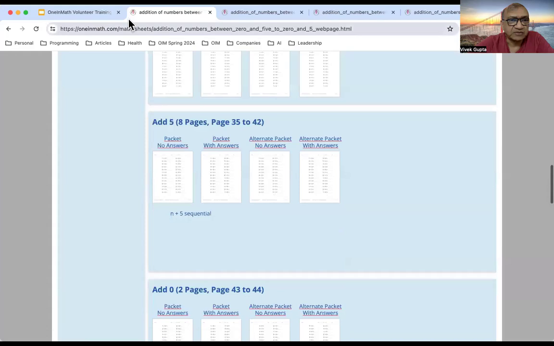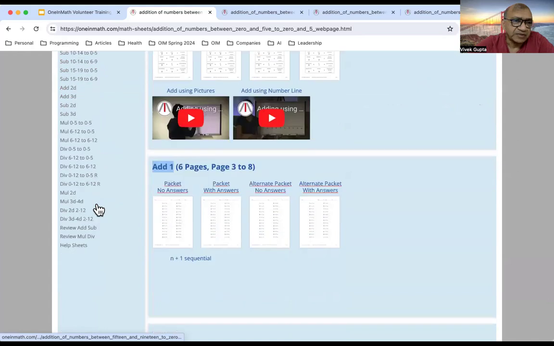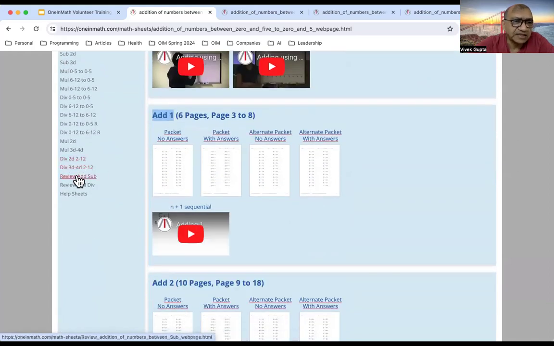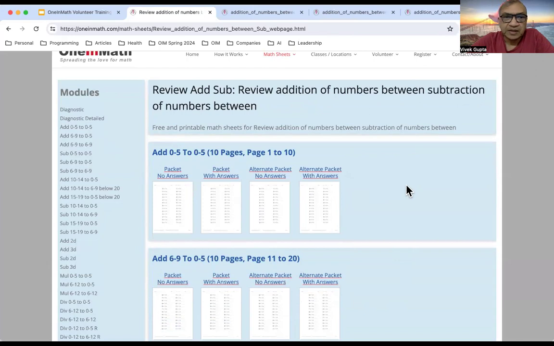Now, getting back to the modules here, we talked about these regular modules. Then there are these review modules. Now, let's look at the review modules. All right, so the review modules basically review, like this is add sub, so this is a review add sub. Basically, it is one packet per regular module.